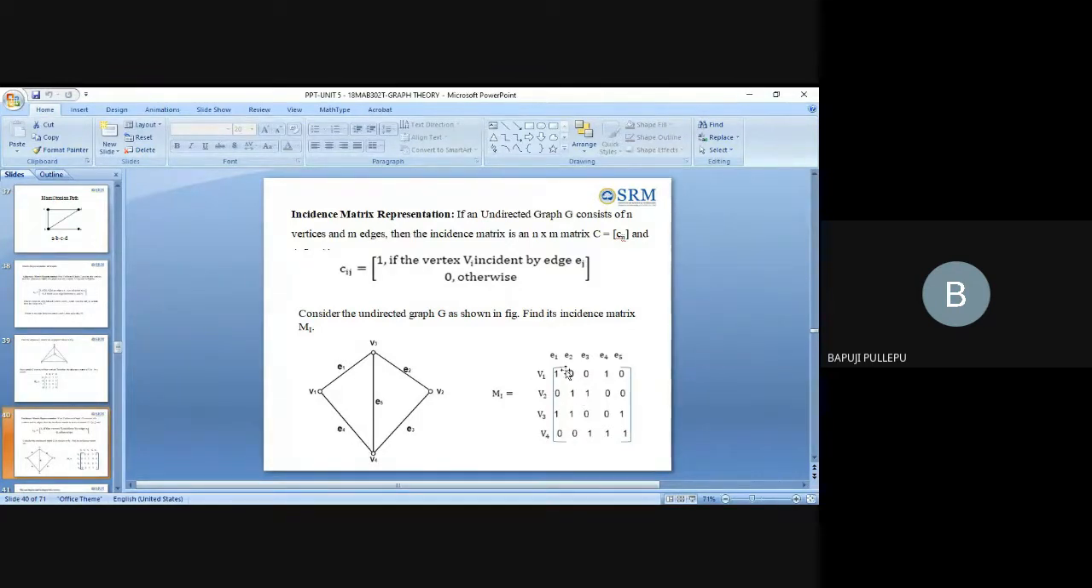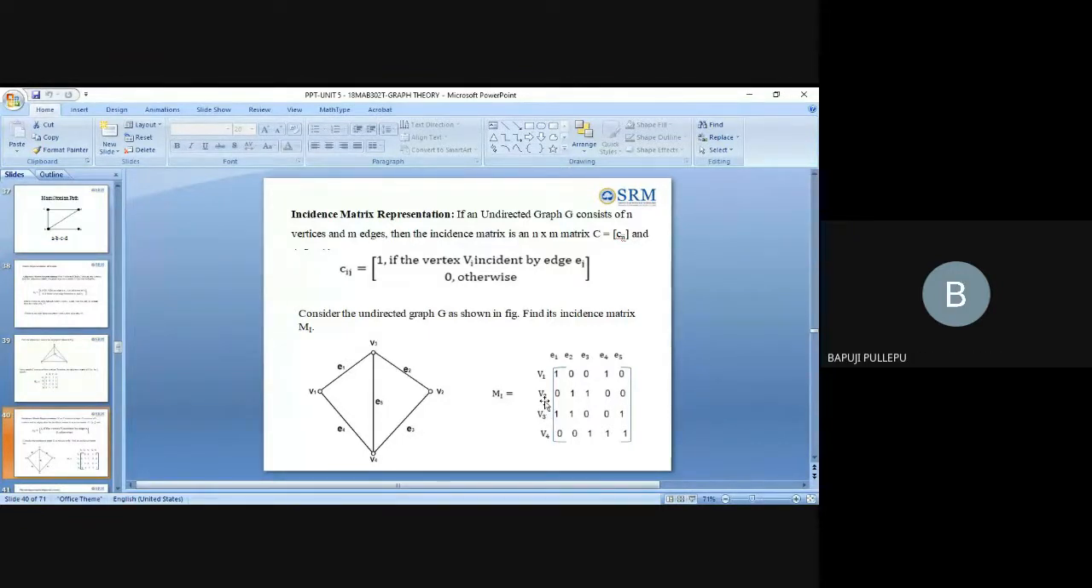See, V1 E1 is 1. V1 E2, no connection. The edge 2 is not connected by V1. Edge 3 not connected by vertex 1. Edge 4, E4 is connected by V1. Correct or not? Edge 5 is what? Not connected. Reaching? Any problem? Say yes or no, sir. Yes, sir. Then V2.